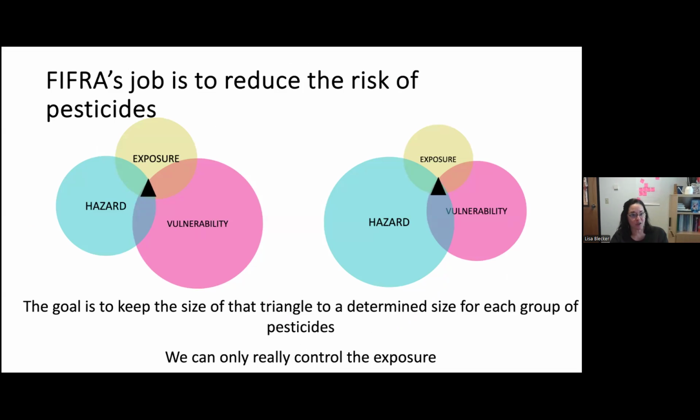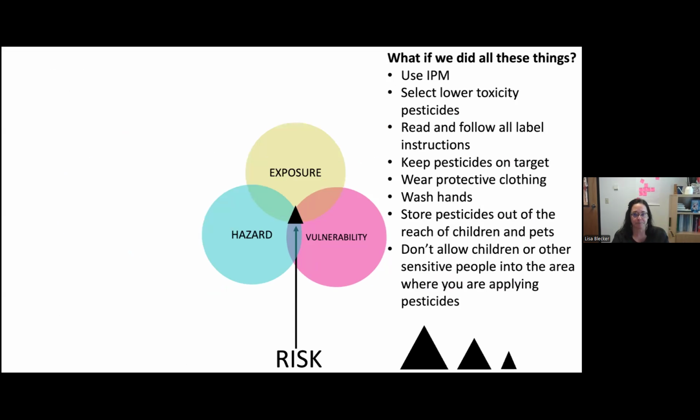Using pesticides only when needed reduces your exposure. Storing pesticides away from children and in their original container and in a locked cabinet, that reduces exposure. Keeping people out of areas where you're applying a pesticide, that reduces the exposure. So our goal is always to make this triangle, this risk triangle, just as small as it possibly can be, right? So we can choose a pesticide with a lower toxicity signal word, and we can reduce exposure, in particular to the vulnerable people in our community.